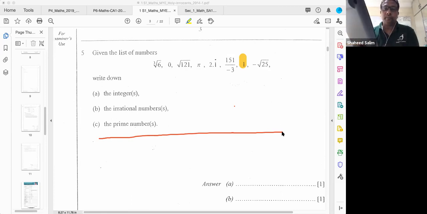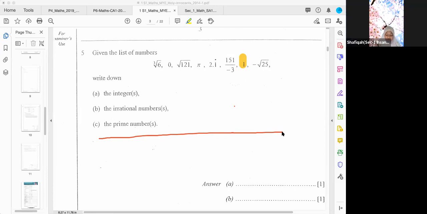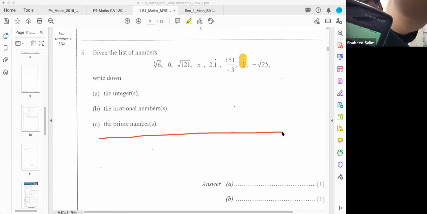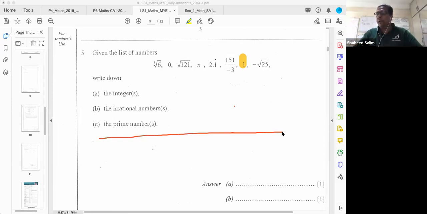I press divide now. Can you see the number? How do I draw this on the number line? Look at my calculator, Sabrina. Sophia, can you see now? Shafika, can I show this on my number line? I cannot show this on my number line. How to draw this number? Cannot. So on my number line, I can draw, let's say this is now 0. This is 1. This is 2.